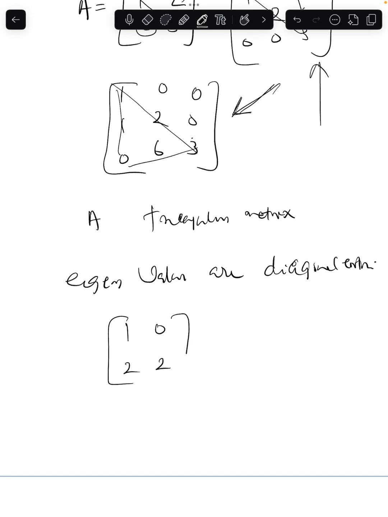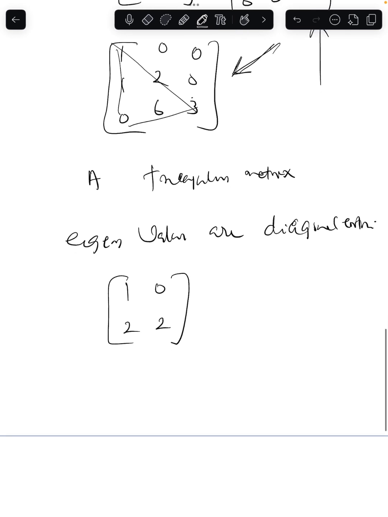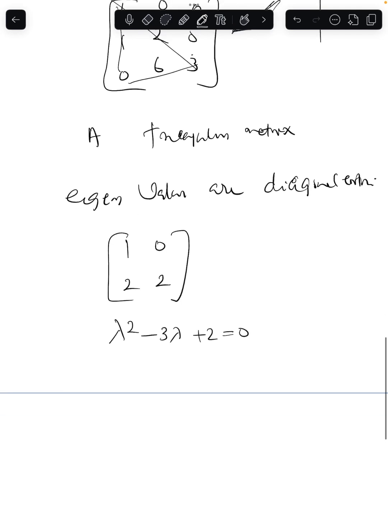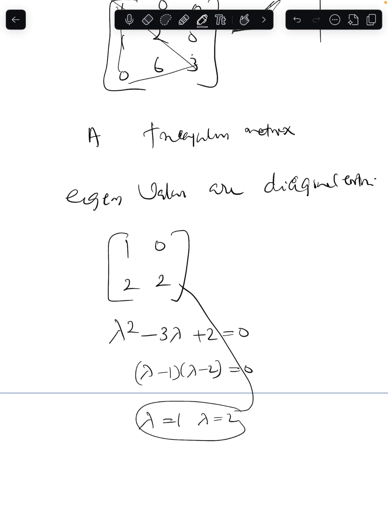the lower triangular matrix, we know that this is a lower triangular matrix. If we form its characteristic equation, then it will be lambda square minus 3 lambda plus 2 equal to 0. Then we can find its roots: lambda minus 1 into lambda minus 2 equal to 0, since minus 1 into minus 2 is plus 2 and minus 1 plus minus 2 is minus 3. Therefore, the eigenvalues are lambda equal to 1 and lambda equal to 2, which are exactly the diagonal entries.